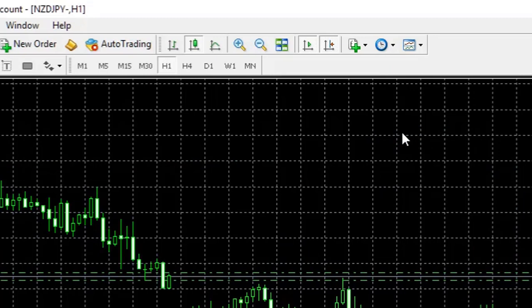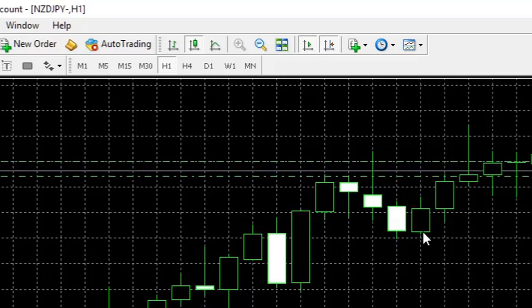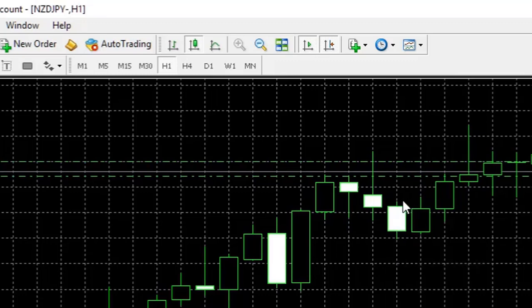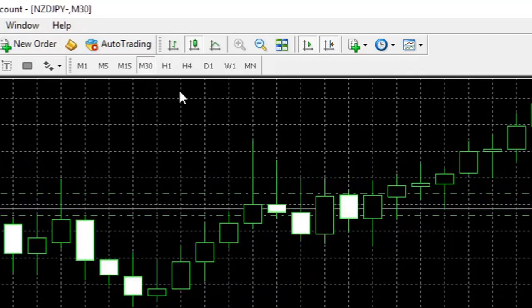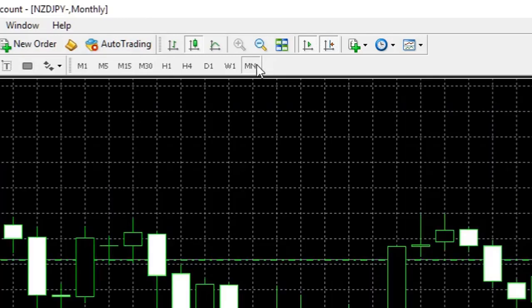Some of you may be wondering exactly what that means and how it affects us. If we have a look at each of these candlesticks here, each candlestick obviously has to be formed over a period of time, and that is what this period is. So it's saying in the 1 hour that this candle opened, it moved down to there, moved up to there, and closed there. So each candlestick in this case is representing 1 hour. If I switch it to a 30 minute, then each candlestick is representing 30 minutes, and so on all the way down to 1 minute and as high as 1 month.